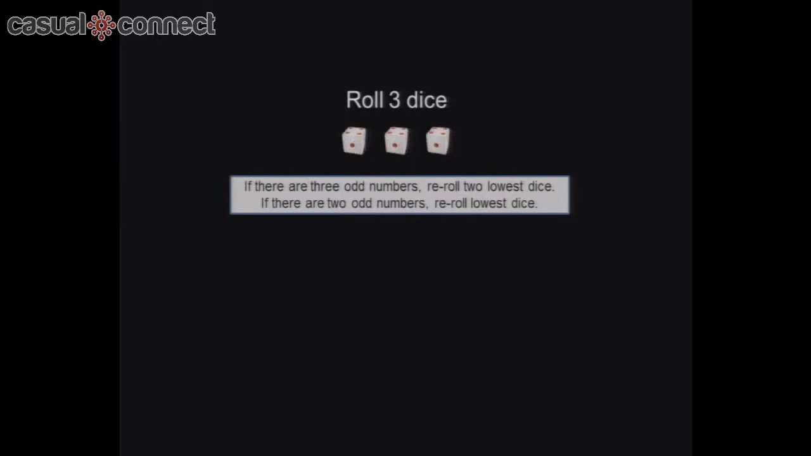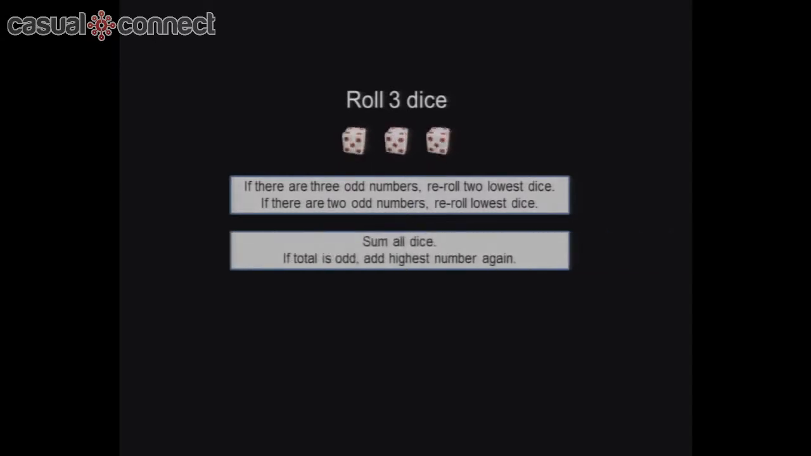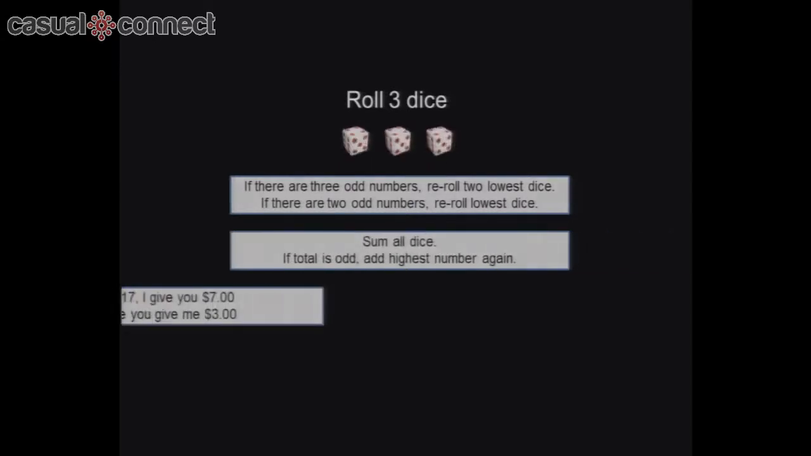Now, a crazy example. Let's say I roll 3 dice, and don't worry about the rules. They're just some sort of arbitrary rules. But I'm saying, if the 3 numbers are odd numbers, I'm going to re-roll the 2 lowest ones. If there are 2 odd numbers, I'll re-roll the lowest one, and then we'll sum them all up. If it's odd, even, and so on.